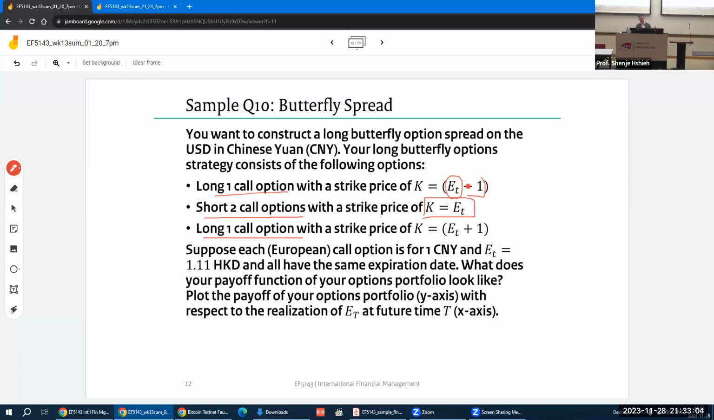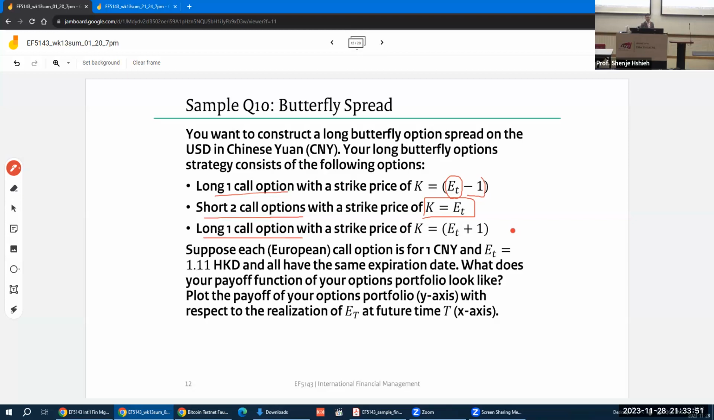So long one call with a strike price that's lower than the spot price. So that's in the money, right? Short 2 call options at the money, and then long 1 call option that's out of the money. I hope you understand that terminology. In the money means that if I were to execute, if I were to redeem the option contract today, I would make a positive payoff. At the money means that I break even. K equals the strike price; the strike price equals the spot price. And out of the money means that the strike price, for call options, is greater than the spot price, which means that if I were to execute, I get negative payoffs, so I would never execute today.